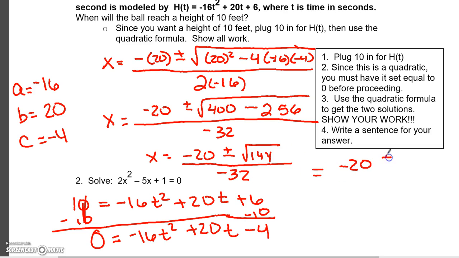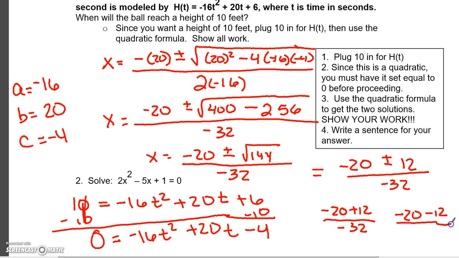So keep simplifying. The square root of 144 is 12. And now we have two problems. Negative 20 plus 12 divided by negative 32, and negative 20 minus 12 divided by negative 32. So this is negative 8 over negative 32, which is positive 1/4. This is negative 32 over negative 32, which is 1.